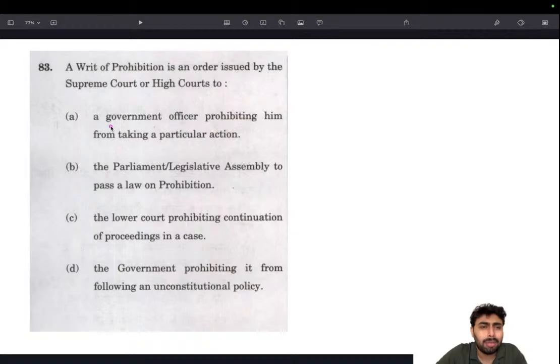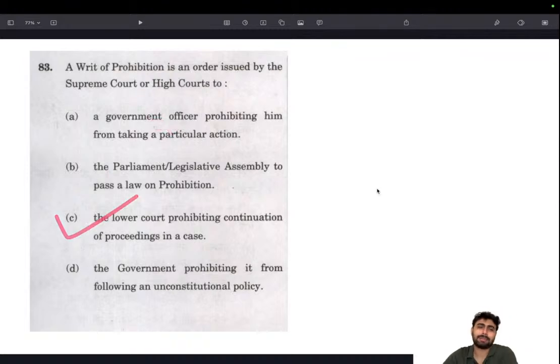That's it. It's not the case. This is obviously not the case. Parliament, obviously there is no particular thing. Writs have very little authority over legislative bodies. This is wrong. Government prohibiting it from following an unconstitutional policy, this is very wrong. This is also wrong. All of this doesn't make sense. Even without knowing that, you will be able to arrive at the answer.